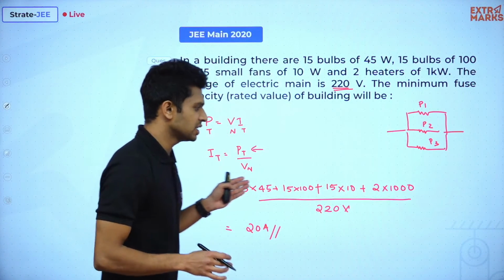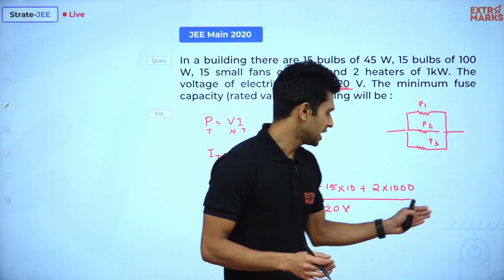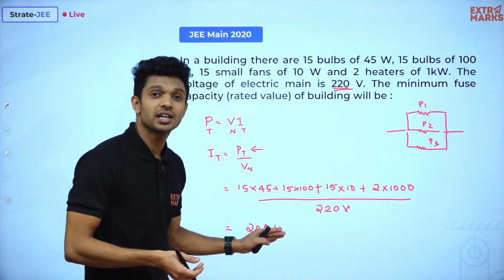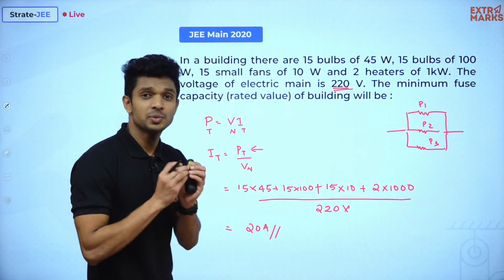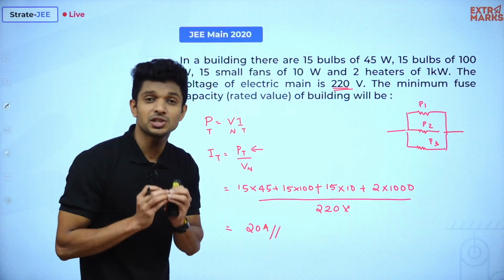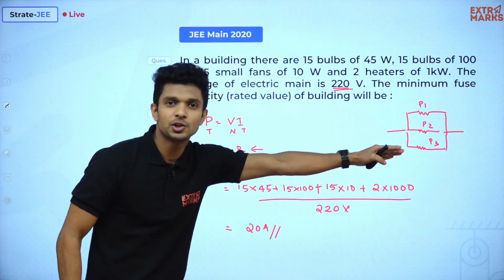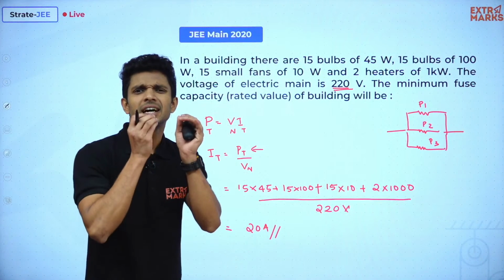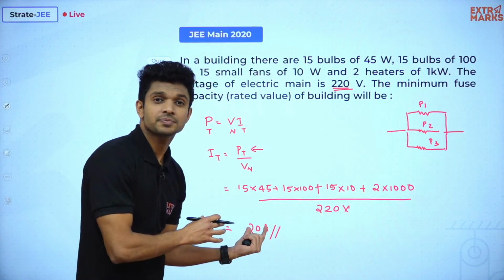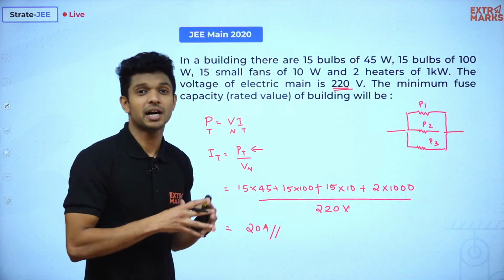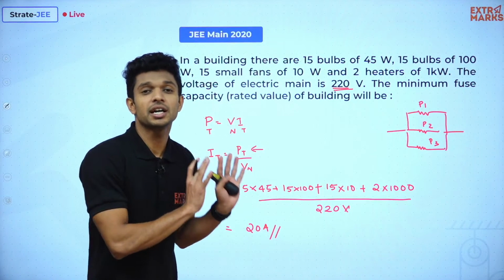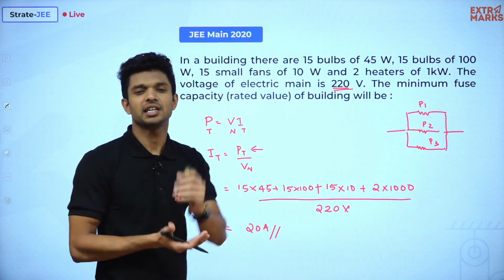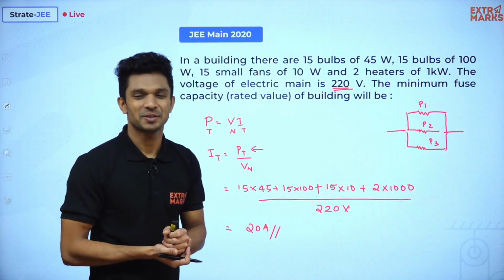So you just need to add up all the values of power and divide by the total voltage, and that will give us the net value of the current that should be provided. Which means a minimum of this much current has to be given to all the devices in this circuit, which means the fuse should have a minimum rating of 20 amperes. Even though a current of 20 ampere passes through this fuse, it shouldn't blow off, and that's what it means. Did you understand?